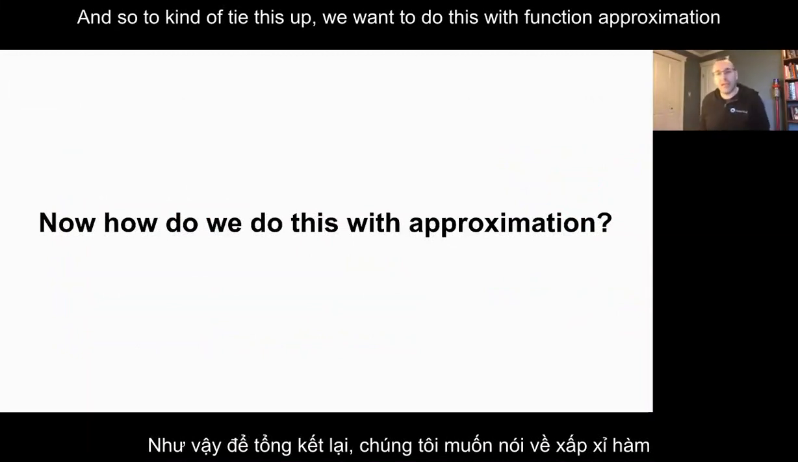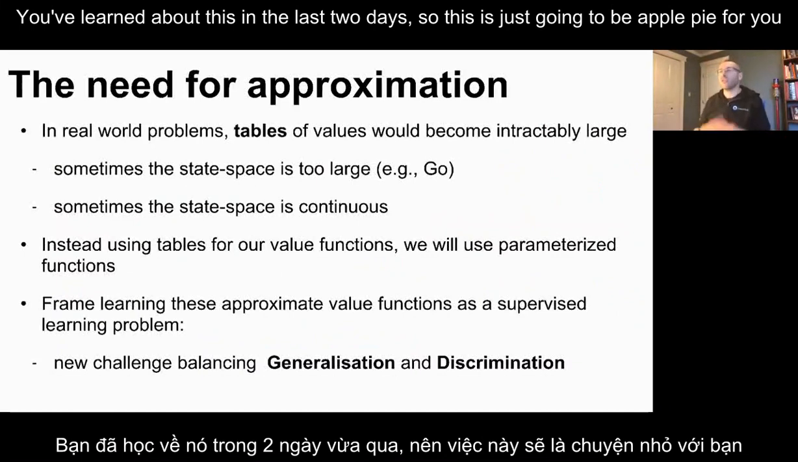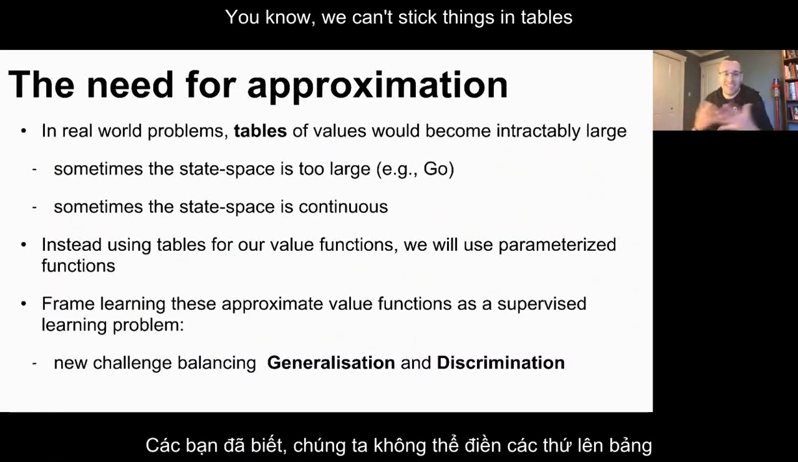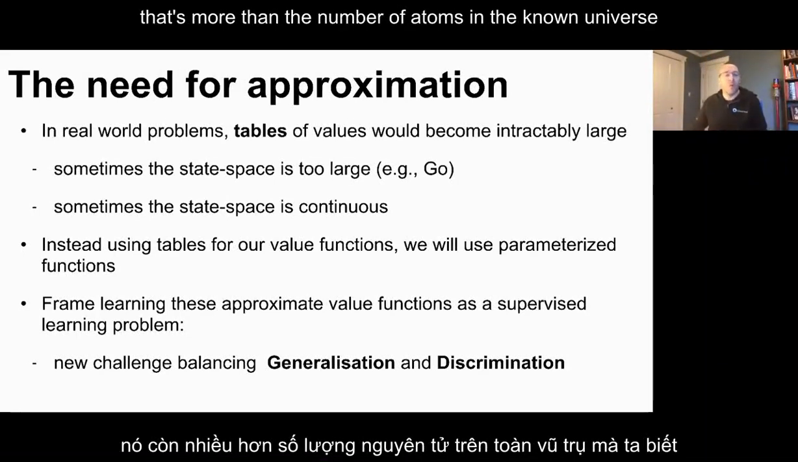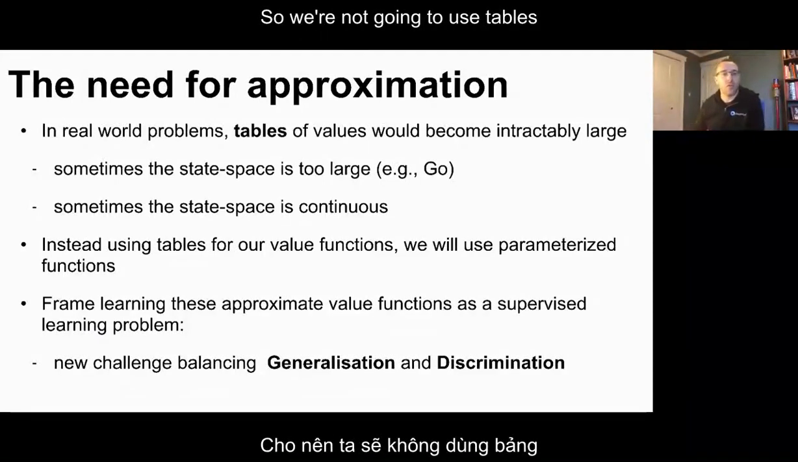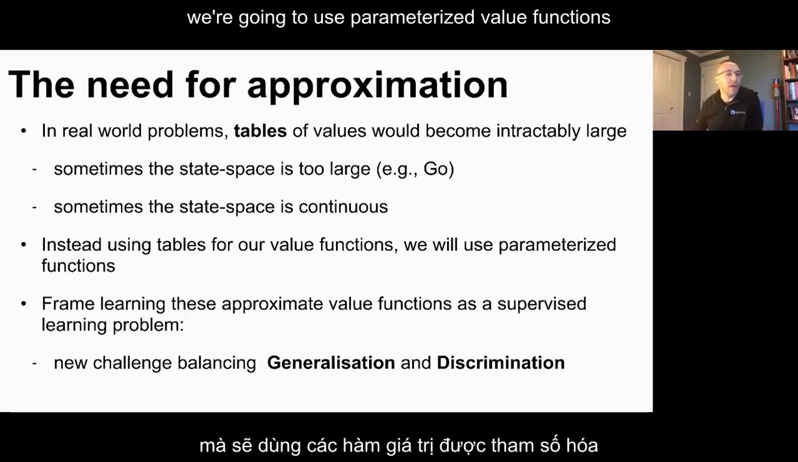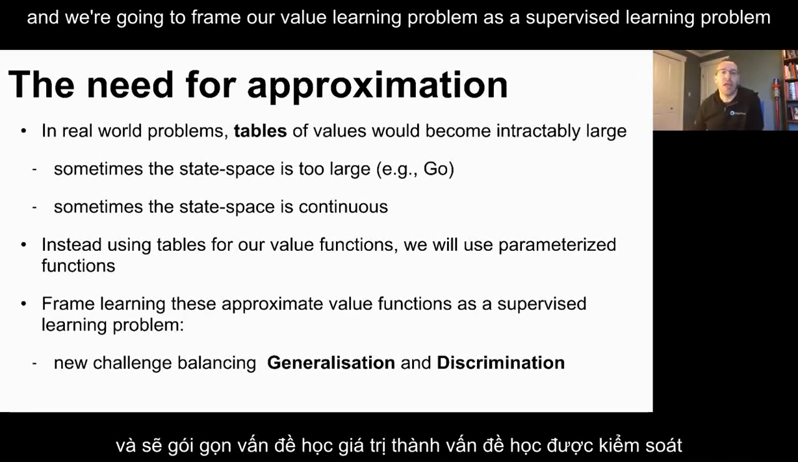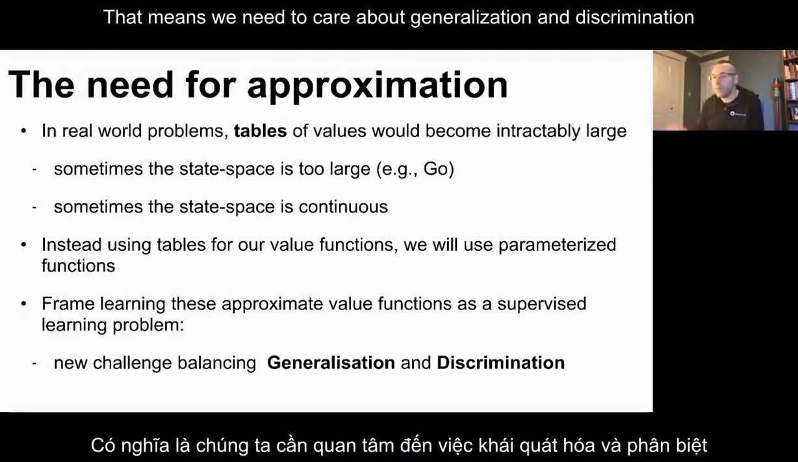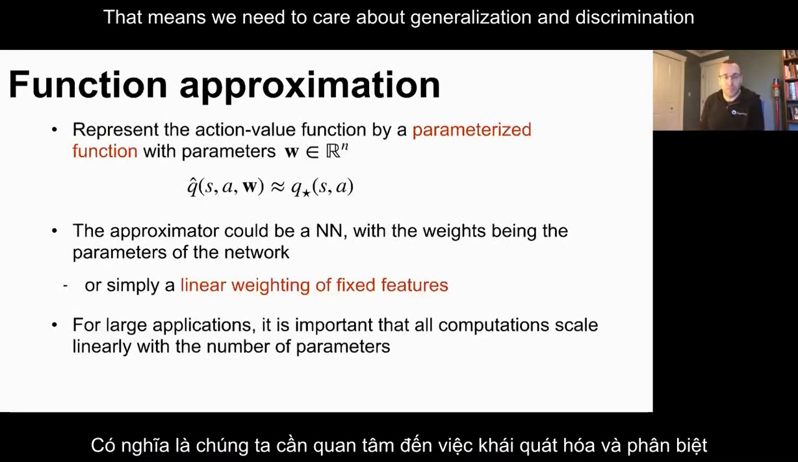And so to tie this up, we want to do this with function approximation. You've learned about this in the last 2 days, so this is just going to be apple pie for you. We can't stick things in tables. We can't have a table of values for every state and action. The state space in Go is enormous. It's more than the number of atoms in the known universe. That's ridiculous, right? So we're not going to use tables. We're going to use parameterized value functions. We're going to learn a parametric function, and we're going to frame our value learning problem as a supervised learning problem. That means we need to care about generalization and discrimination.